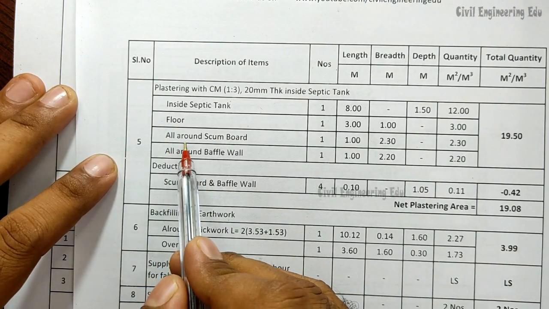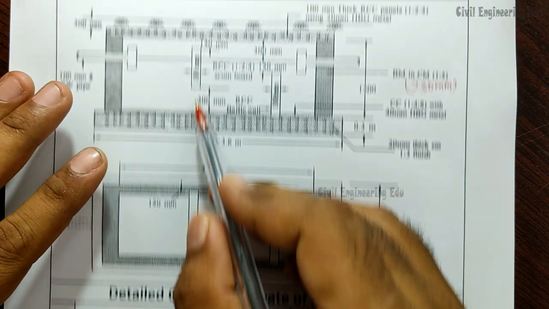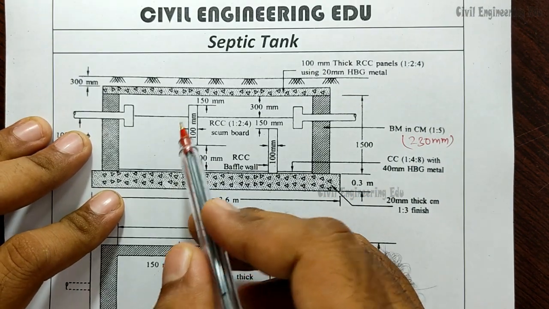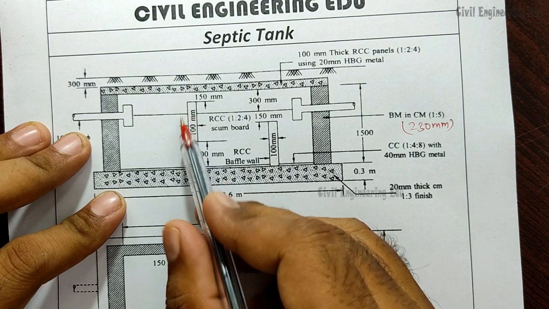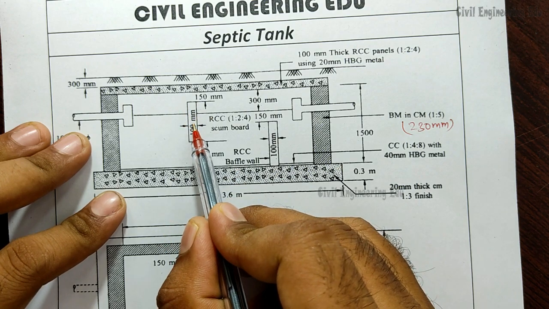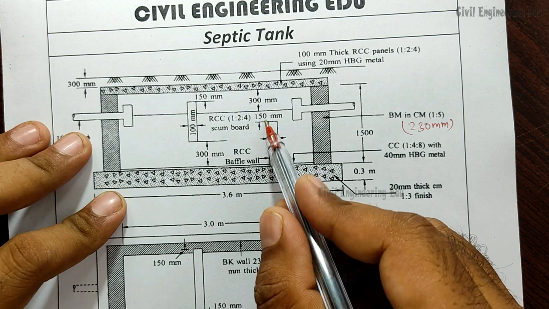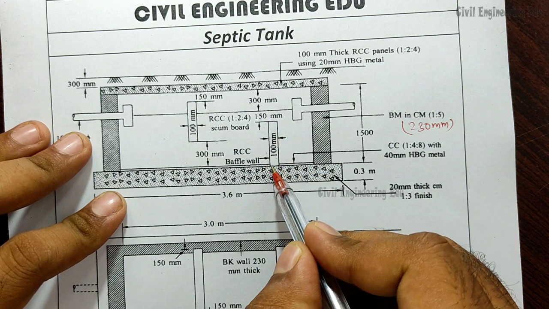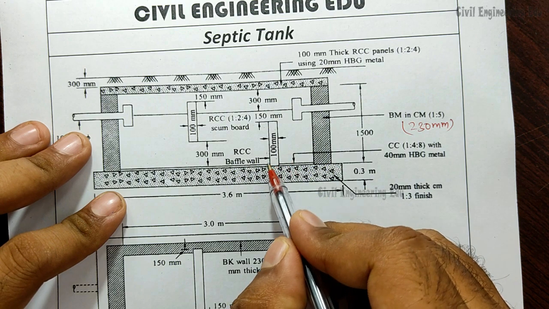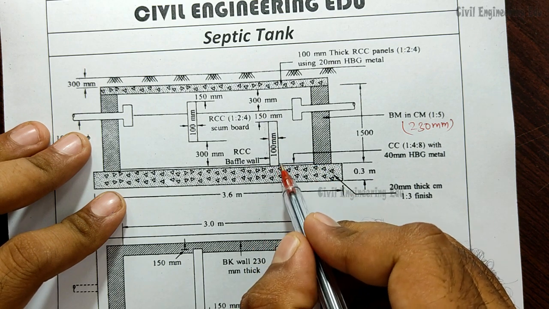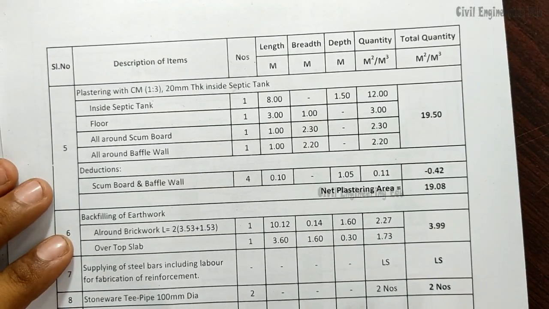This complete floor we have to do the plastering. And third one is all around the scum board. This is scum board, right? So completely all around this scum board we have to cover with plastering. This RCC element is completely covered with plastering. And also similarly this side. Bottom side we won't do plastering because it is in contact with the bottom slab. So this side, this side, this side we will be doing the plastering. So here let us see one by one.